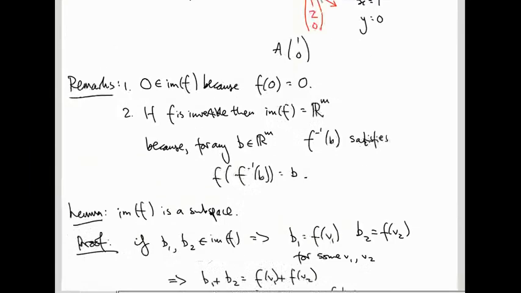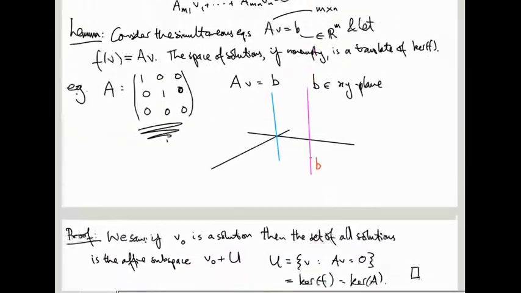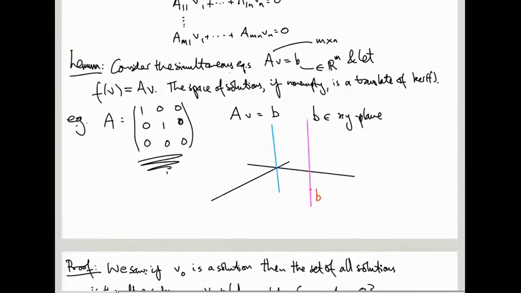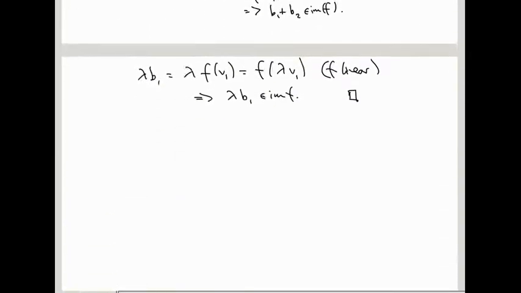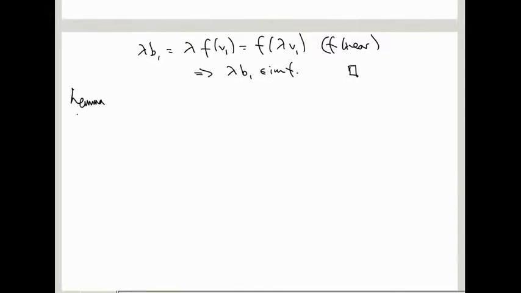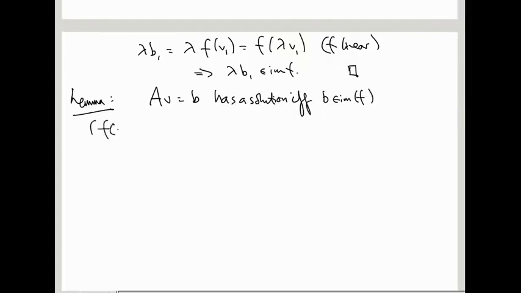Now, think about what we were talking about earlier with kernels in the last video. We characterized the kernel in terms of solutions of simultaneous equations. And I've suggestively used the notation B for things that are in the image, and that's because of the following lemma. So AV equals B, the system of simultaneous equations, has a solution if and only if B is in the image of F. What is F here? F is the linear map FV equals AV. And actually this is by definition.